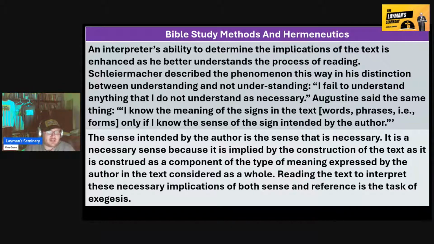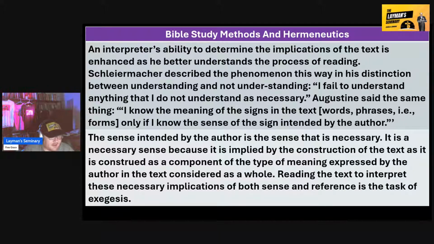An interpreter's ability to determine the implications of the text is enhanced as he better understands the process of reading. Schleiermacher described the phenomenon this way in his distinction between the understanding and not understanding. I fail to understand anything that I do not understand as necessary. Augustine said the same thing. I know the meaning of the signs in the text, the words, the phrases, and forms, only if I know the sense of the sign intended by the author. The sense intended by the author is the sense that is necessary.